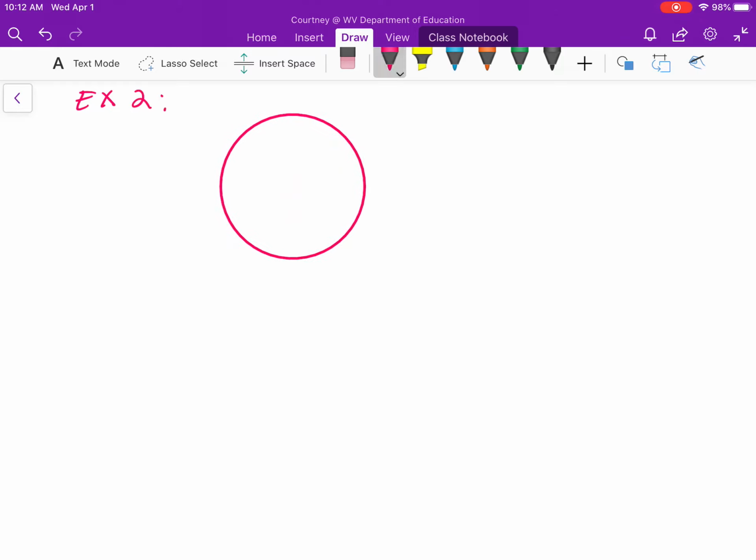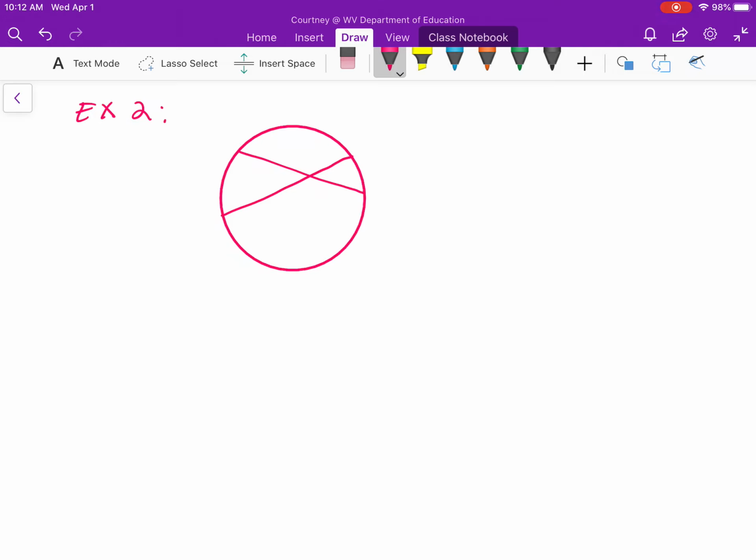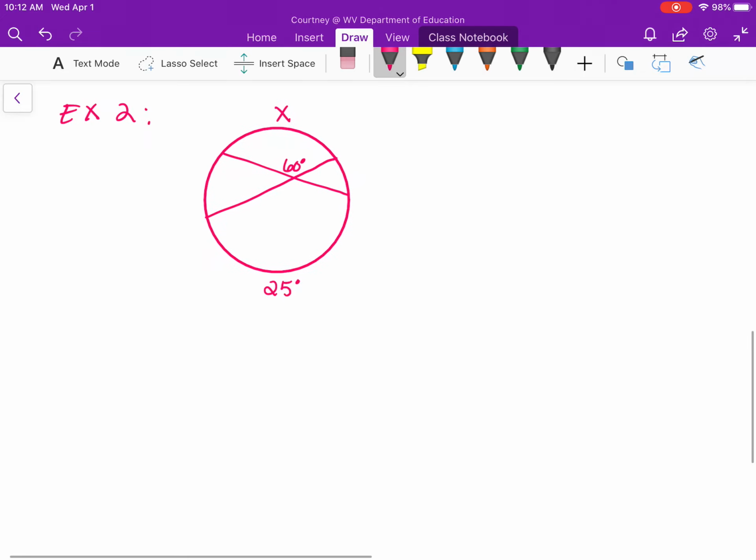Another circle. 2 more lines. Remember, these are chords, which means a line that goes through the circle but not through the center. Okay, here we have 60 degrees is the angle. This arc is X, and this arc is 25. Not drawn to scale, obviously. Okay, so this time we say the angle, 60, is equal to half one arc, X, plus the other arc, 25.